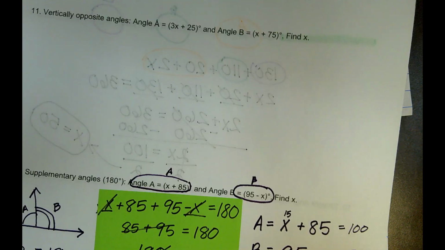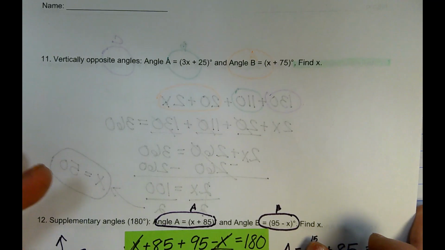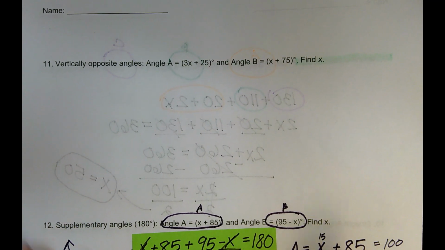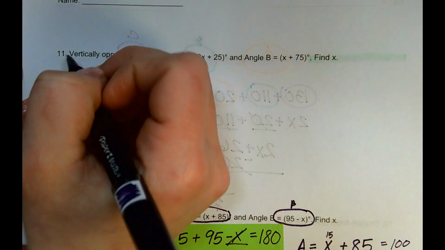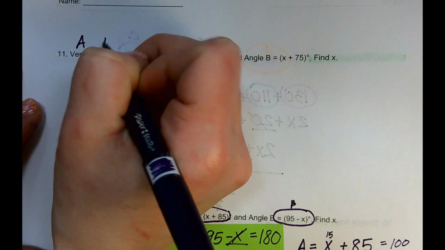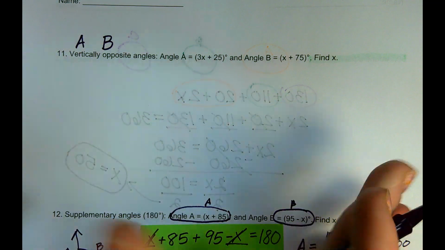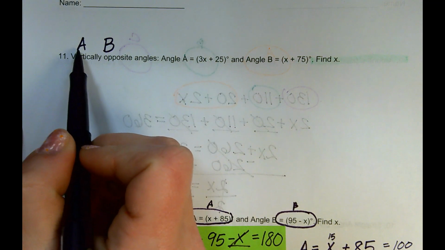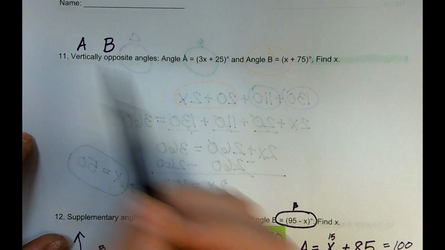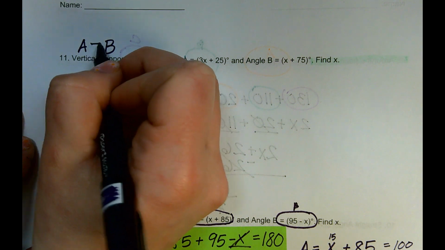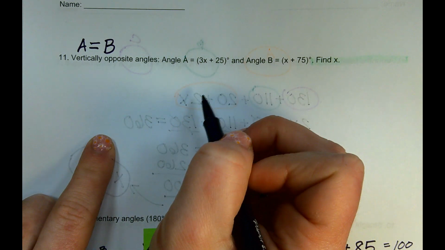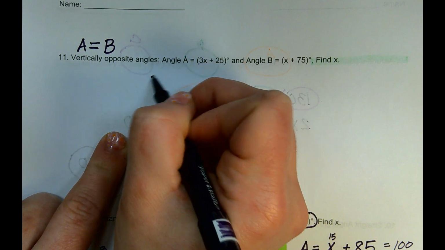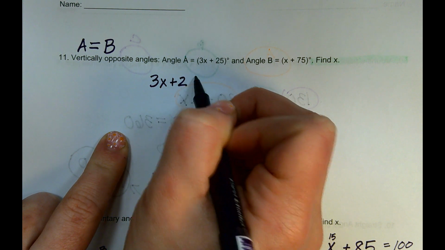Finally. Okay, vertical angles again for number 11. Vertical angles: if A and B are vertical, they're opposite of each other, how is A related to B? What equation am I writing? A equals B. So, what should my equation be when I plug them in? 3x plus 25 equals x plus 75.